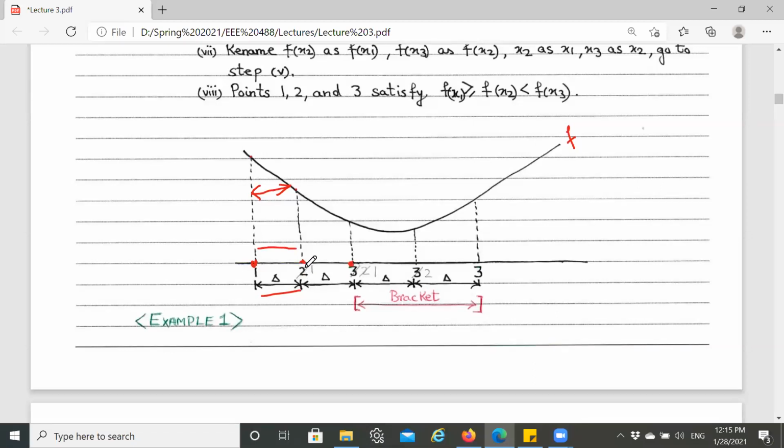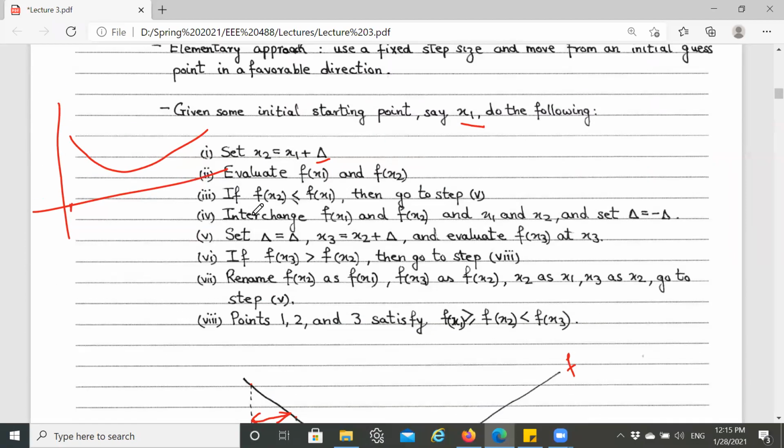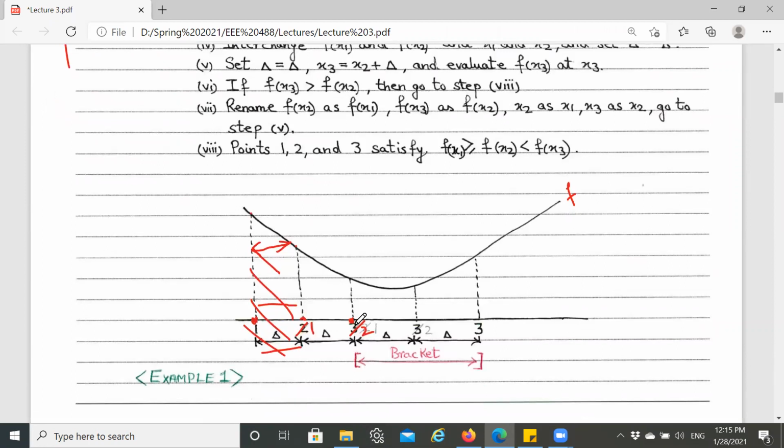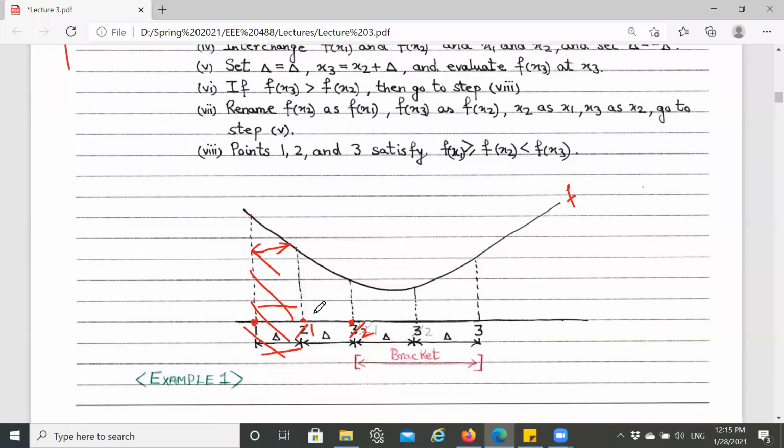So this becomes my new x1. So this part is discarded. So we do not have to worry about this part. So this 2 becomes my new x1, and this 3 becomes my new x2, right? And I keep doing this. Now, again, I evaluate the function and I see whether f of x2 is less than f of x1 or not. It is less than f of x1.